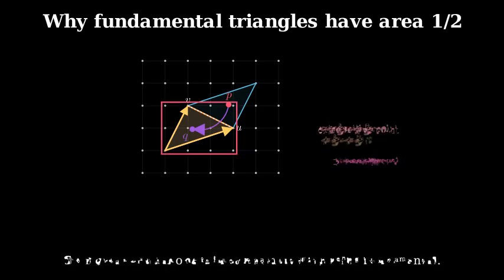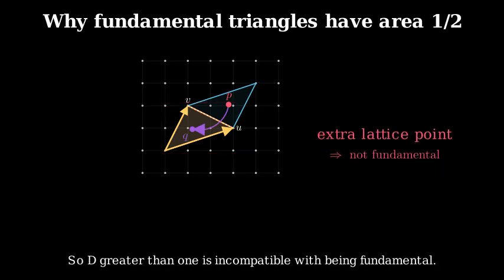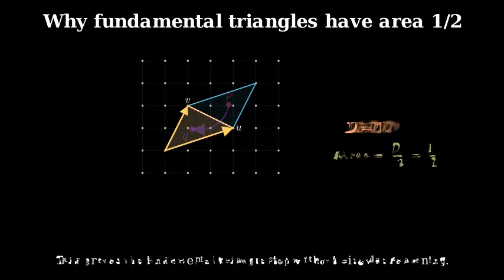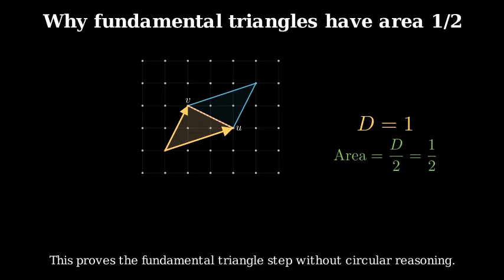Either way, the original triangle contains a lattice point besides its 3 vertices. That contradicts being fundamental. Therefore, d cannot be bigger than 1. Since d is a positive integer and d is not bigger than 1, d equals 1. The area of every fundamental triangle is therefore 1/2.